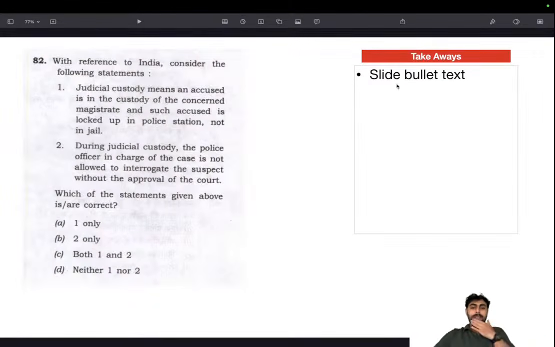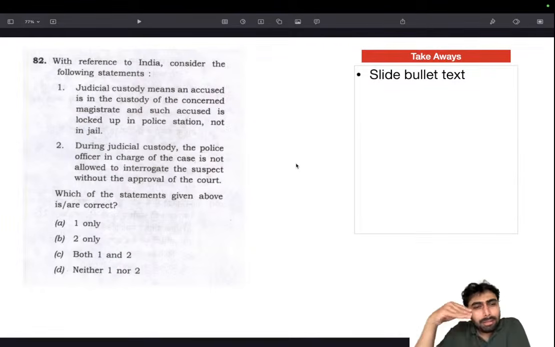Judicial custody means the accused is in custody of the concerned magistrate, and such accused is locked up in a police station, not in a jail. Okay. During judicial custody, the police officer in charge of the case is not allowed to interrogate the suspect without the approval of the court. This is where UPSC is testing you whether you know the basic law and order or criminal justice system of India.